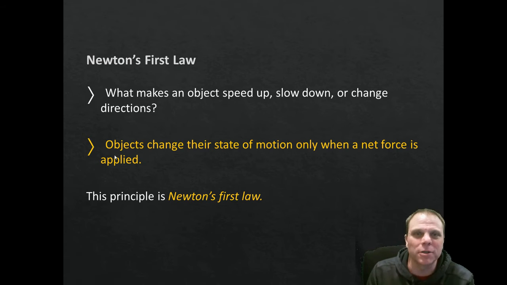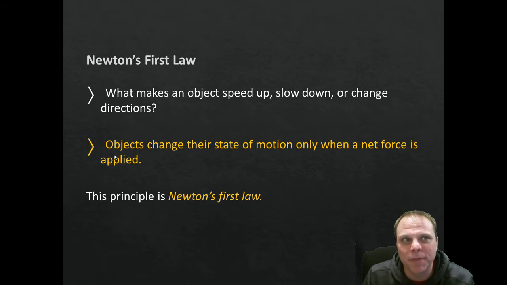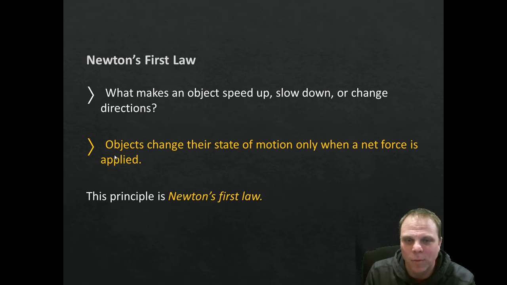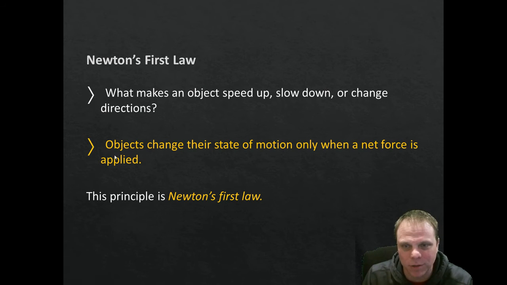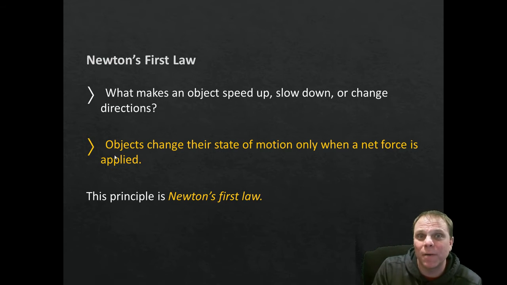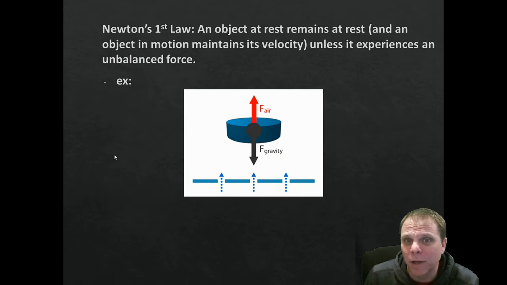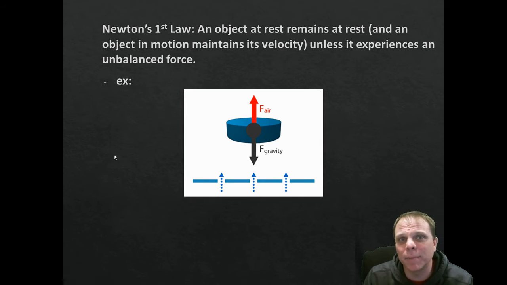All right, so let's look at the first law. What makes an object speed up, slow down, or change directions? Think about it. Here's an object, and I want it to move, right? We've talked about this before. In order to move an object, you have to apply a net force, right? So objects change their motion when there's a net force applied. Now, this is considered Newton's first law because if they do not have a net force applied, then they do not move. And this is kind of the idea behind inertia, right?